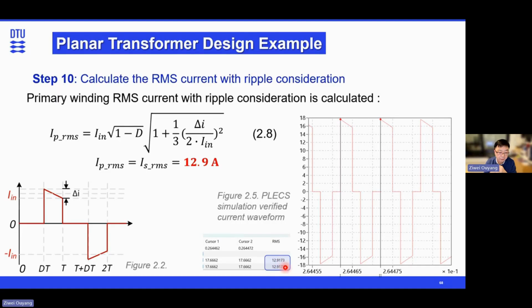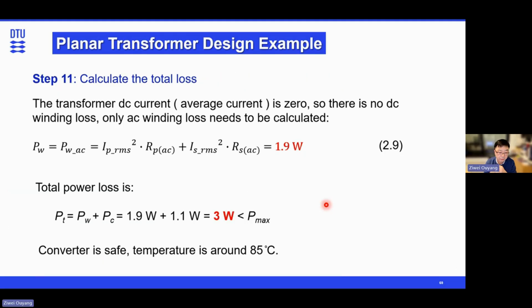Once we know the RMS current, we can calculate our winding loss. Because this is a transformer and we don't have a DC bias, the average current is 0. So we don't have DC loss because the DC current is 0, and we only have the AC loss. The AC RMS current squared times the AC resistance is the winding loss. So we add both primary and secondary, and we got 1.9 watts for the winding loss.